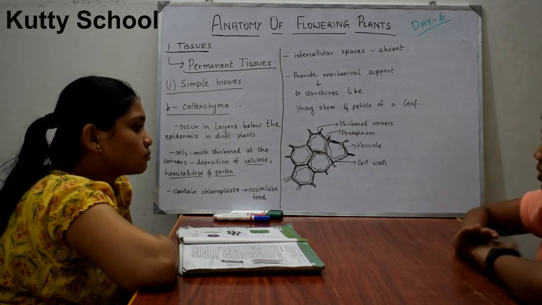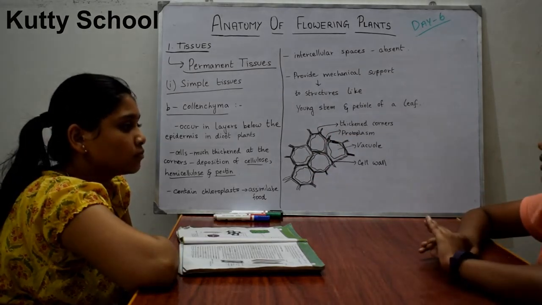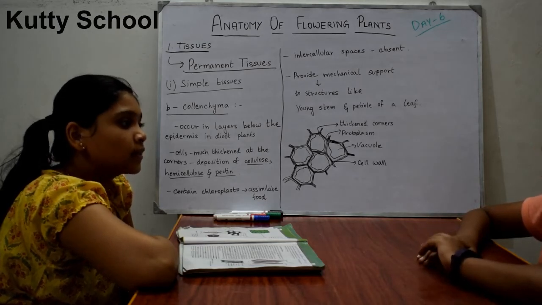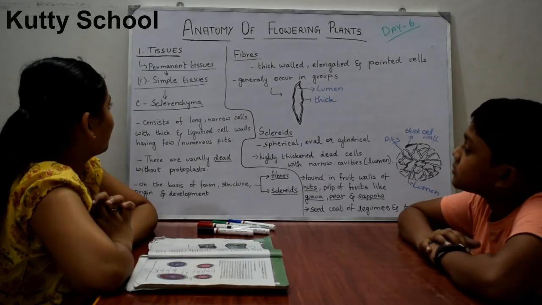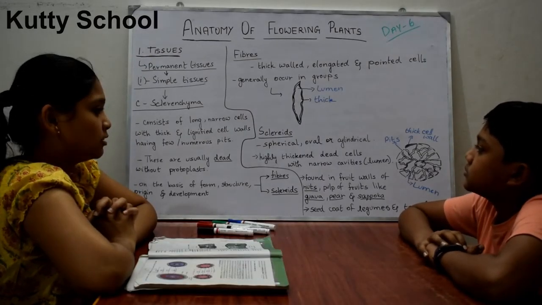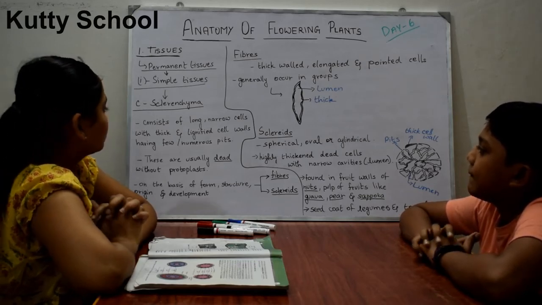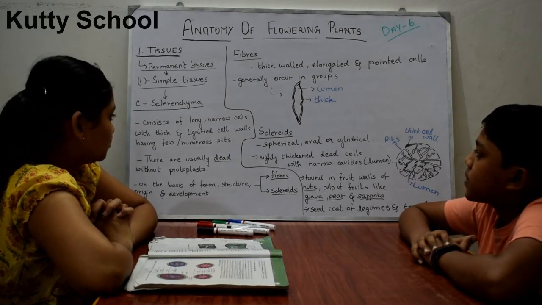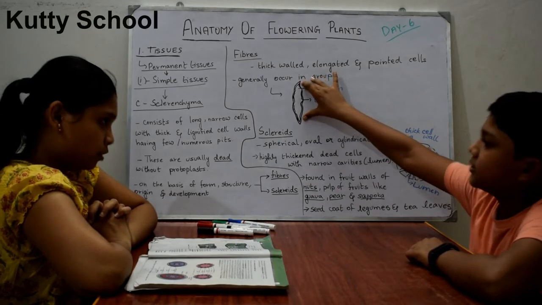So with this, the previous topic is completed. The next topic is Sclerenchyma. So now we are going to see Sclerenchyma, which is the third division under simple tissues. Here Sclerenchyma consists of long narrow cells with thick and lignified cell walls having few or numerous pits.